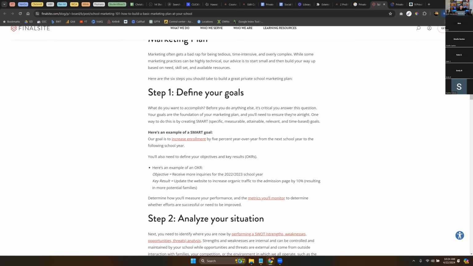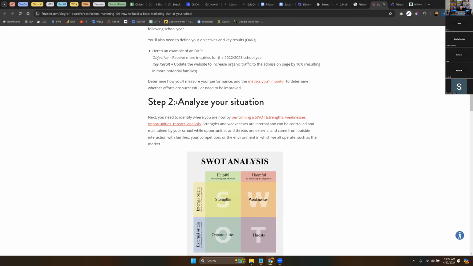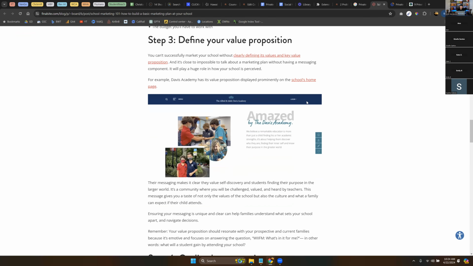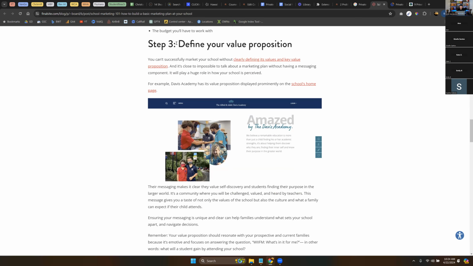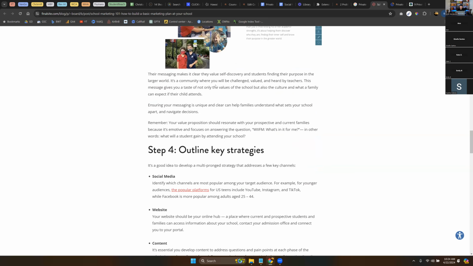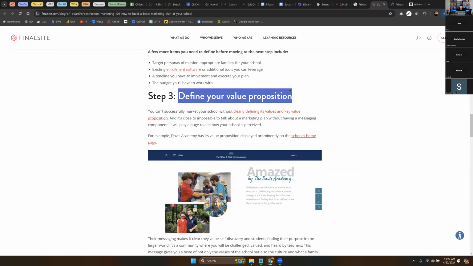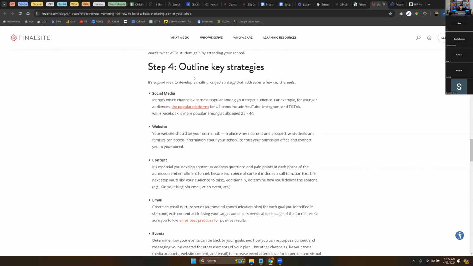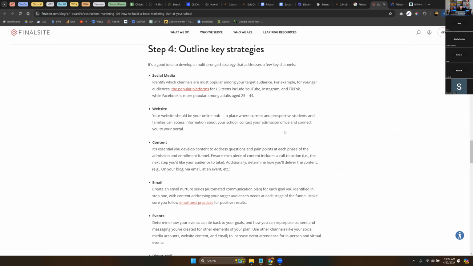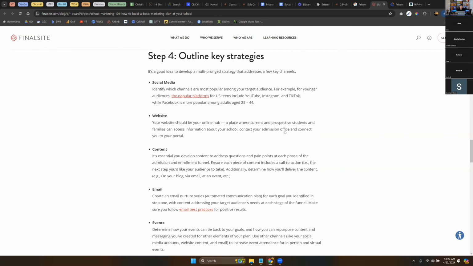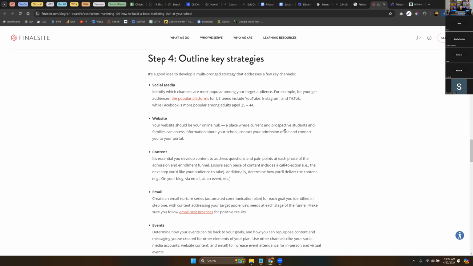The first thing they did was define their goals, analyze your situation, define your value proposition. You can't successfully market your school without clearly defining key value parts. So we went from define the value you're giving to the market, and then we went to outline your strategies. What is the huge, huge gaping hole in this marketing plan?